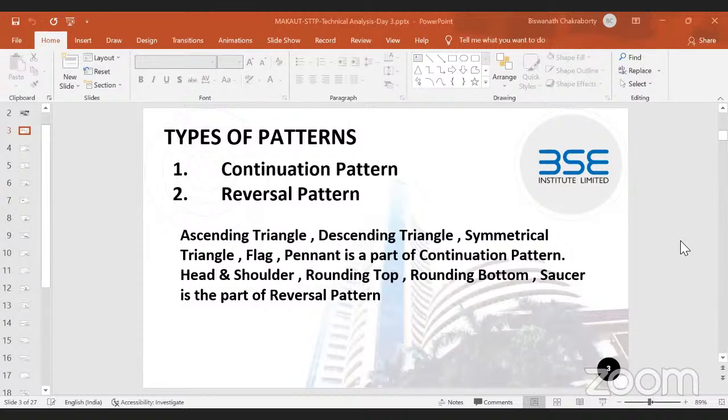And reversal means what? If ever we have seen it at the top, at the highest side of the chart, then it is very obvious that the stock price will come down. But in a downtrend, if we find the same thing, means what? The stock is no more going downward. Now it can give an upward movement.